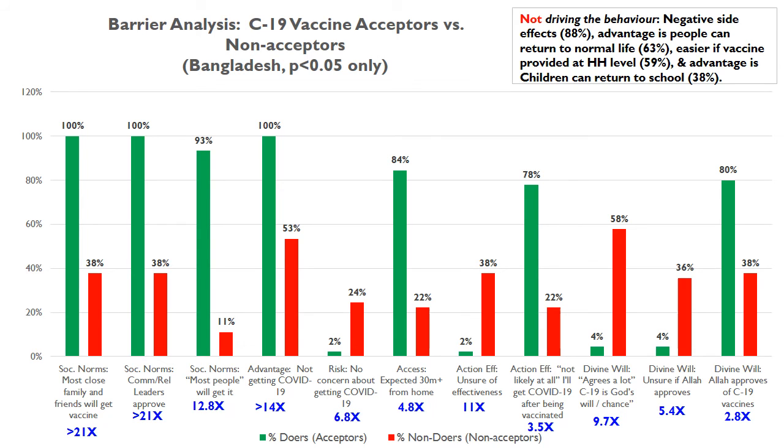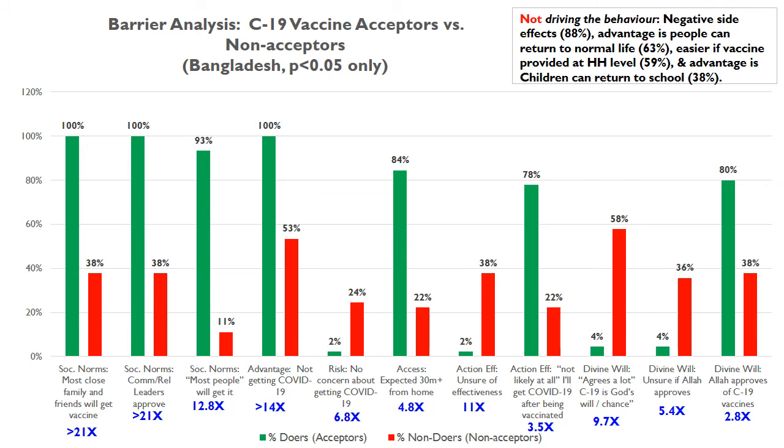Instead, here are the things that were most highly associated with intending to get a COVID-19 vaccine in Bangladesh. All of these are statistically significant associations. Social norms, for example, were very powerful in Bangladesh and in most all of the other countries where we've studied it. Respondents who believe that most close family and friends will get the vaccine were much more likely to say that they would get a vaccine. Respondents who said that most of the community and religious leaders wanted them to get a vaccine were also much more likely to seek the vaccine, as well as those who believe that most people in general will get it. So believing that not getting COVID-19 is an advantage of the vaccine was a very important driver.